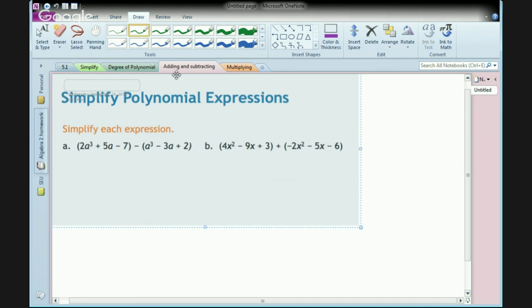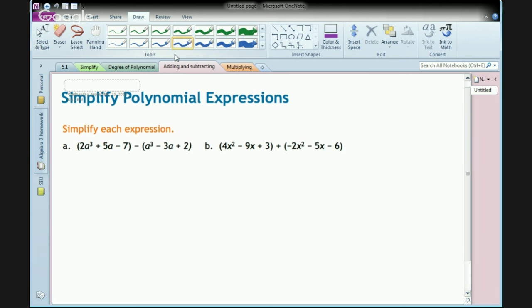Adding and subtracting polynomial expressions is something that we are very familiar with. So letter A is a little bit trickier than letter B, and the reason it's trickier is because of the negative sign. The negative sign just means we have to distribute the negative to everyone. So what that's going to do is change everybody's sign. When I do that, I'm going to rewrite it, and I like working vertically, so I'm going to say negative a to the third, because I'm switching the sign, plus 3a minus 2. All I did was switch everybody's sign because of the minus. And now I'm going to work straight down.